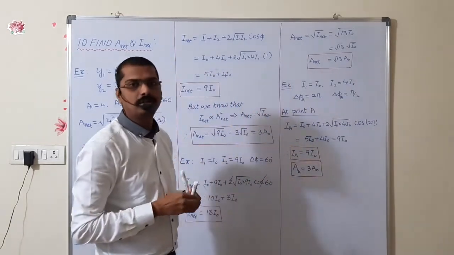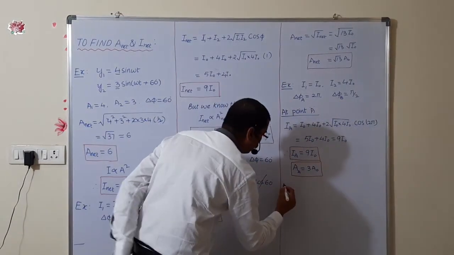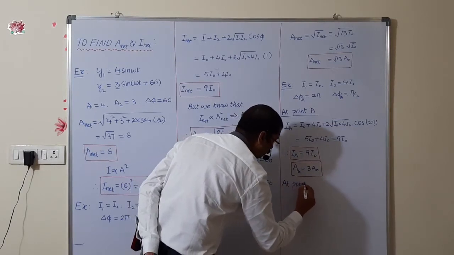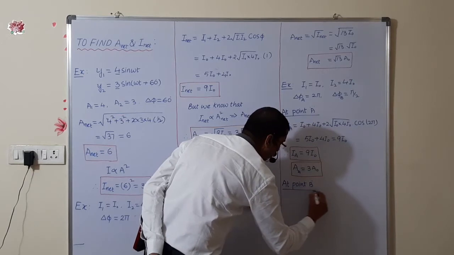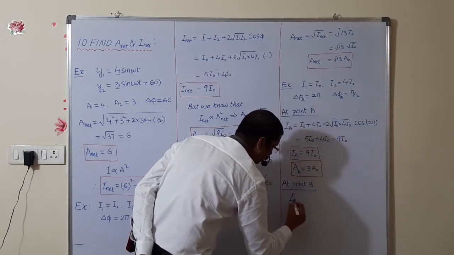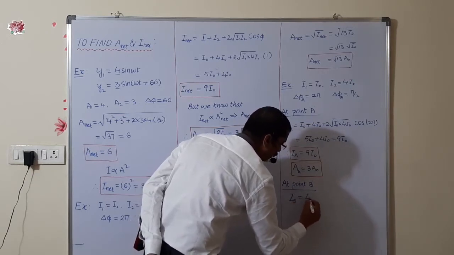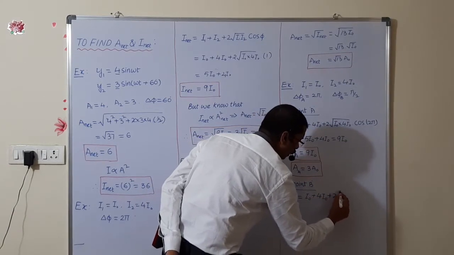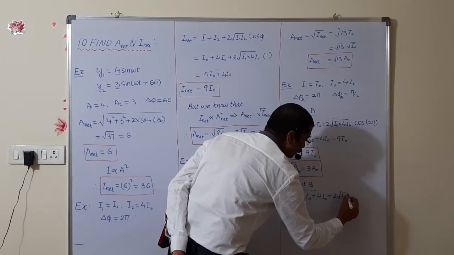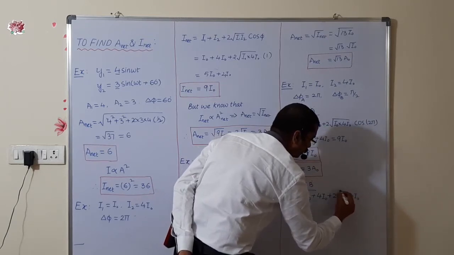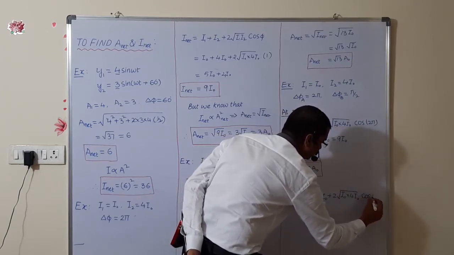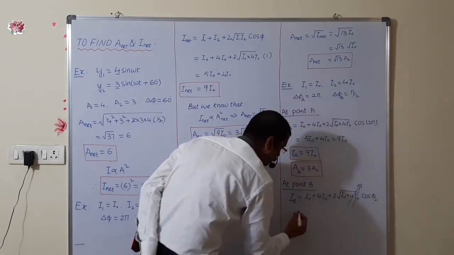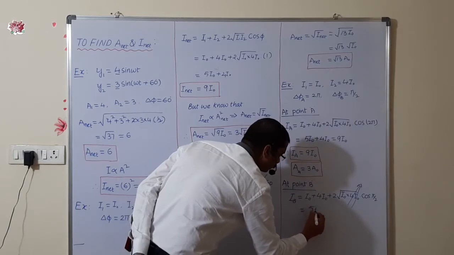Then again, the intensity at point B we also have to find out. Now I am taking point B. At point B, IB is equal to I naught plus 4 I naught plus 2 under root I naught into 4 I naught, cos phi by 2. The cos phi by 2 is 0. This complete value is 0. Then we can write it as 5 I naught.